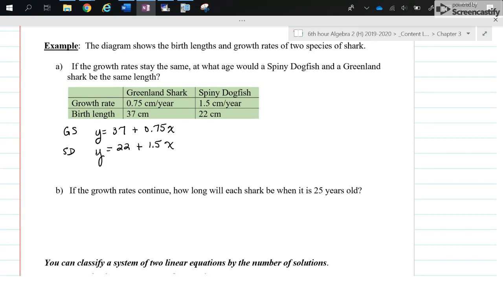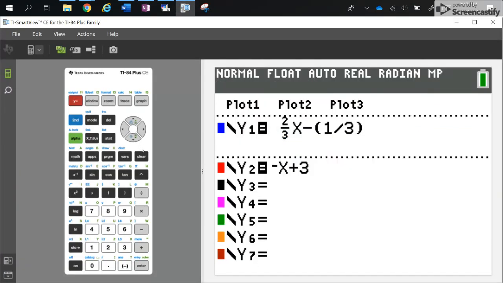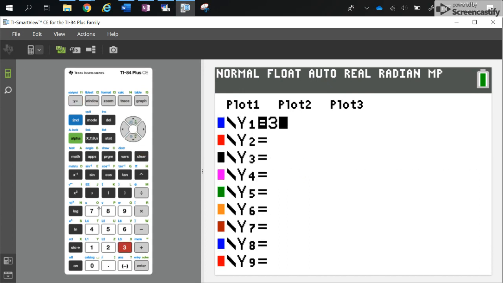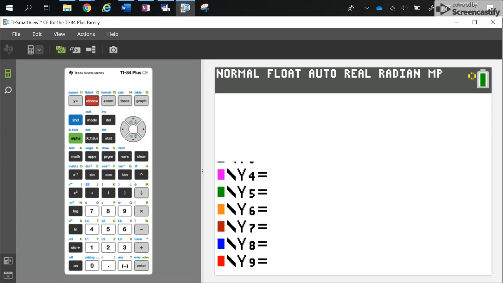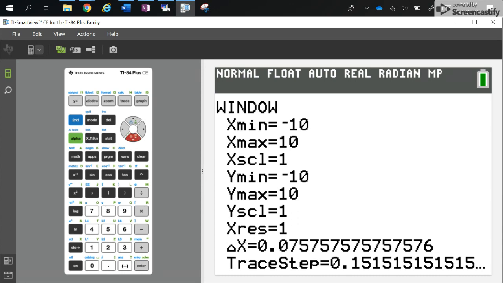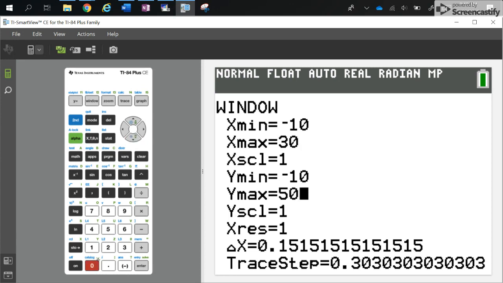So I'm going to go to my calculator, and I'll clear these two from last time. I'm going to put in 37 plus 0.75x, and then on y2, I'm going to put in 22 plus 1.5x. So I need to expand my window. I know that x represents how old the fish is, so I'm going to go to window and change it to like 30 years. I don't think a fish would live more than 30 years. And I know that y represents the length of the fish in centimeters, so I'm thinking maybe 50 or 60 might work there.